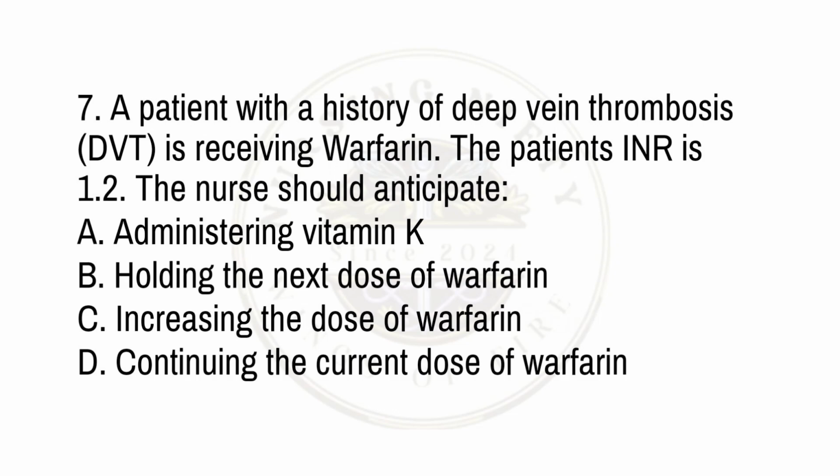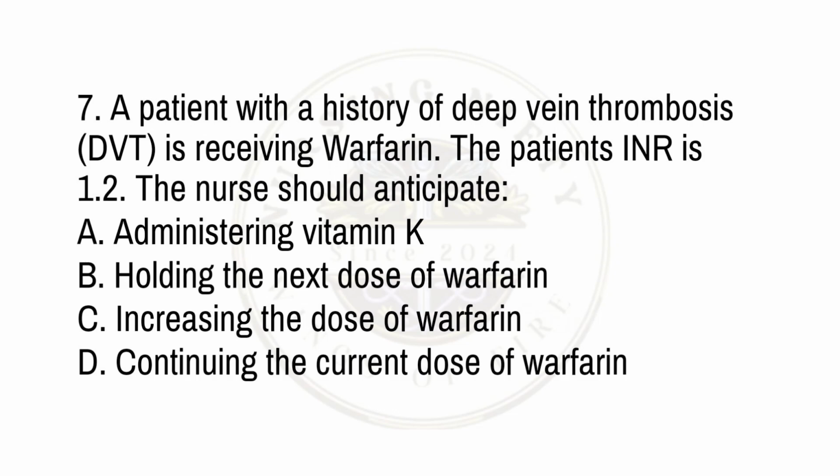Question number 7. A patient with a history of deep vein thrombosis is receiving warfarin. The patient's INR is 1.2. The nurse should anticipate, options. Option A, administering vitamin K. B, holding the next dose of warfarin. C, increasing the dose of warfarin. And D, continuing the current dose of warfarin.